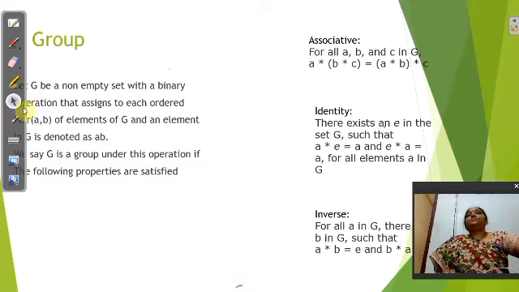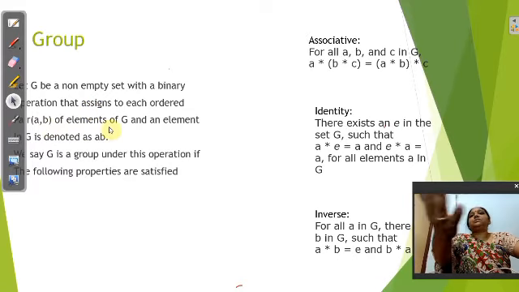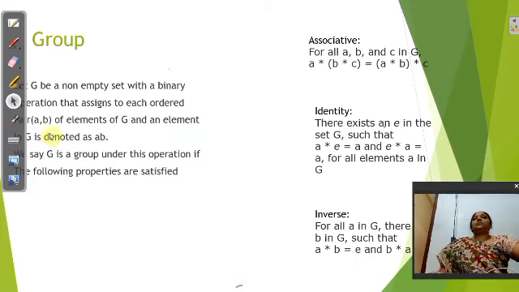We say G is a group under this operation. If G is a group under this operation, it must satisfy these properties. As a, b belongs to G means a·b also belongs to G, it is satisfying the closure property. Now it has to satisfy the remaining three properties: associative, identity and inverse property.